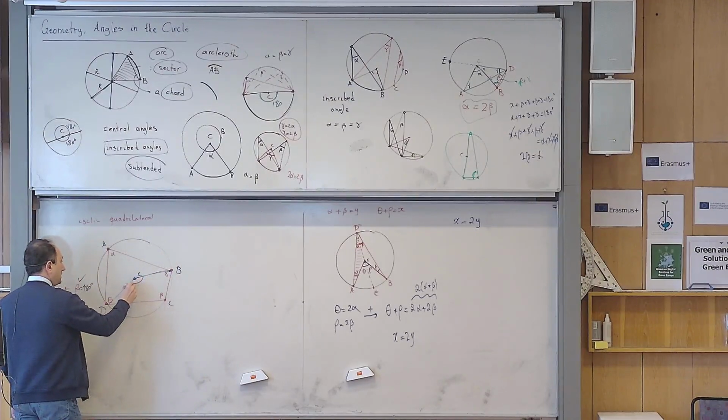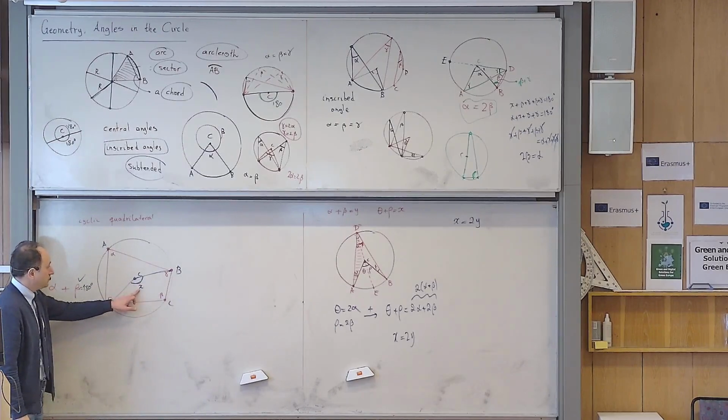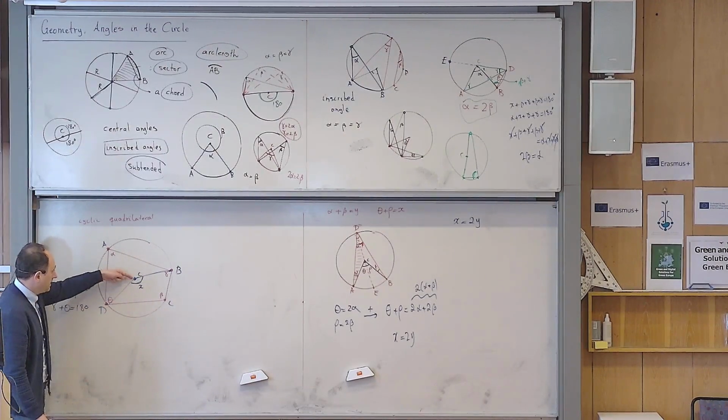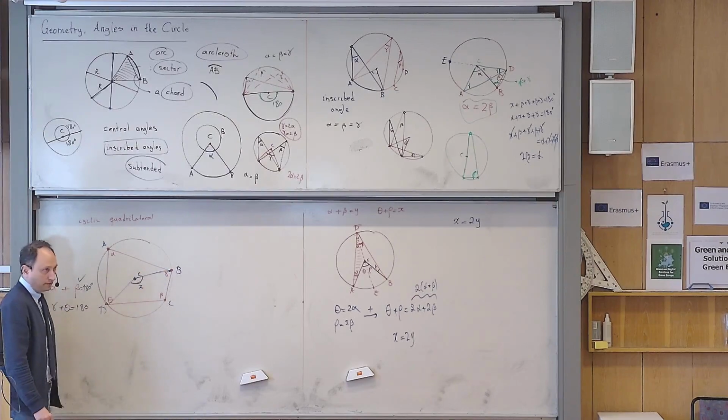Okay, now my question for you is this. If you don't mind, let me call this angle X. What is the name of this angle in general? What type of angle is X? Central. Why? Because the vertex is the center and the legs are radii.